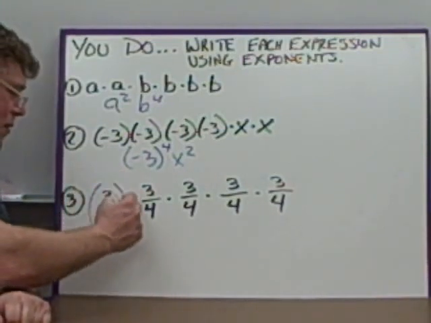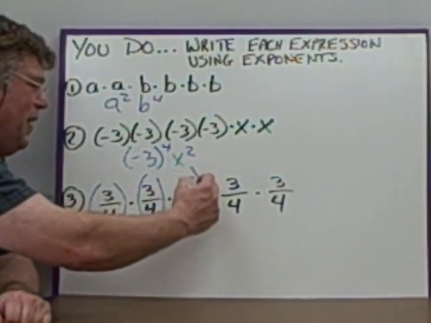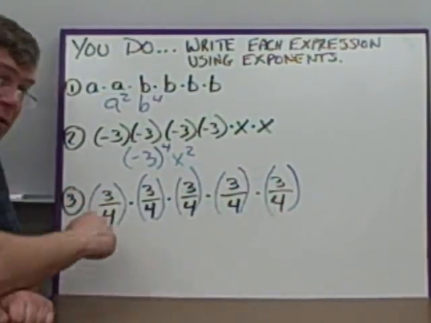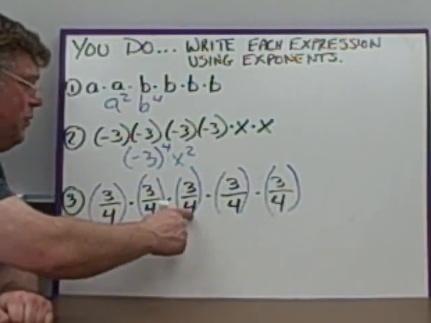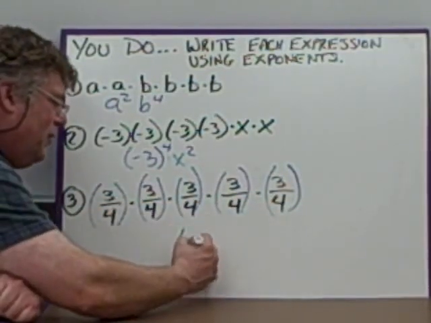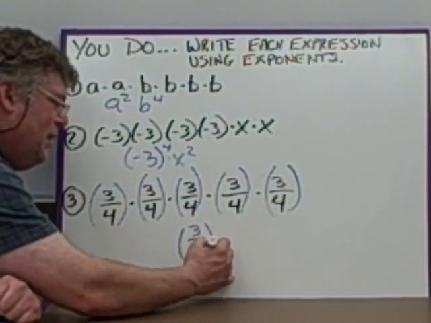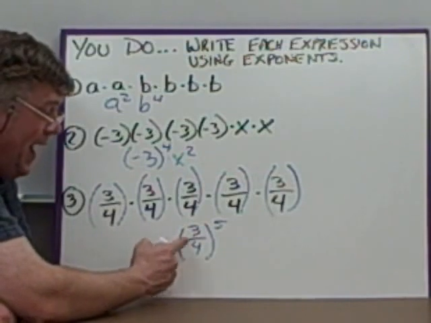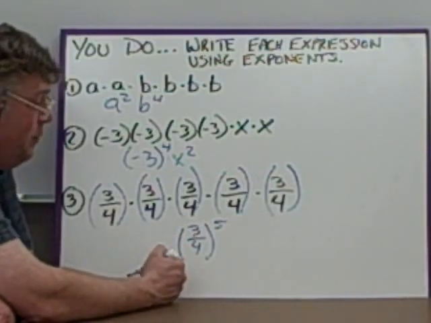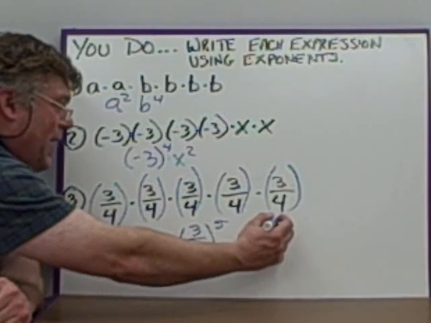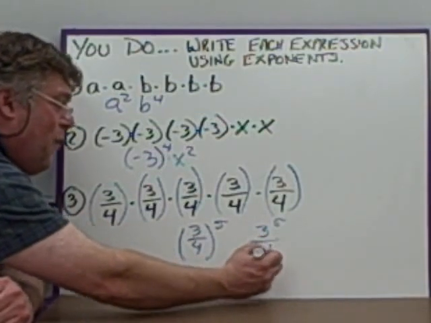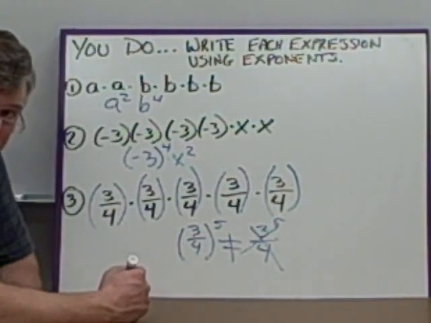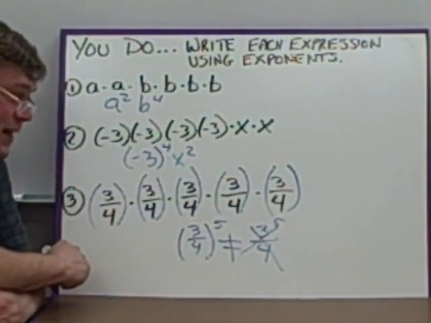Well, you could just as easily put these things in parentheses like this, which means you have 3/4 being multiplied by itself 1, 2, 3, 4, 5 times. So you have 3/4 in parentheses to the fifth power. When you add the exponent, you have to have these parentheses because this is not the same as 3 to the fifth power over 4. Not the same thing. They are not equal.